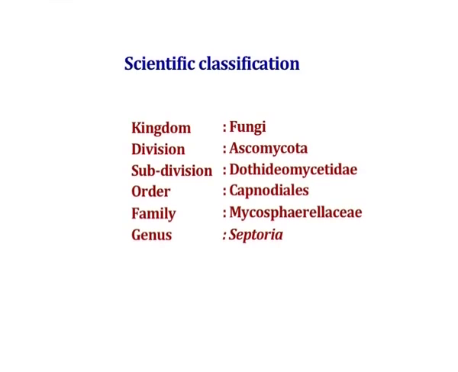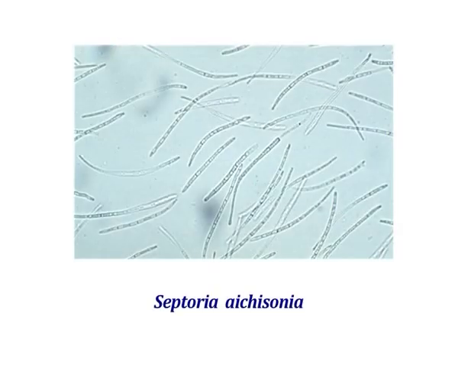Now let us see the scientific classification of this pathogen. Kingdom is fungi, division Ascomycota, subdivision Dothideomycetidae, order Capnodiales, family Mycosphaerellaceae and genus Septoria. Now let us see the character of this pathogen. The pathogen is Septoria hutchinsonia.